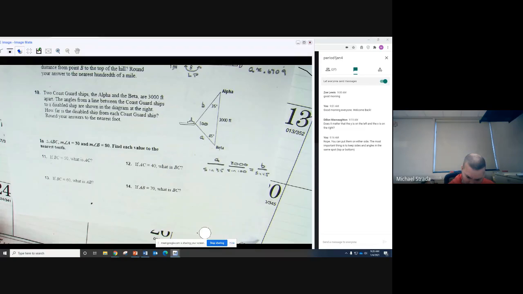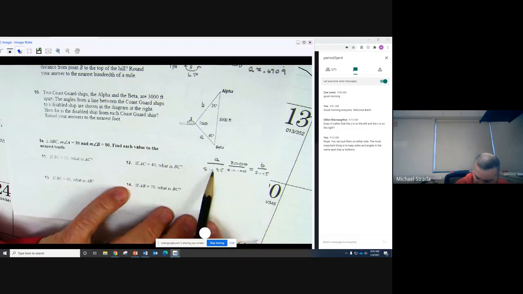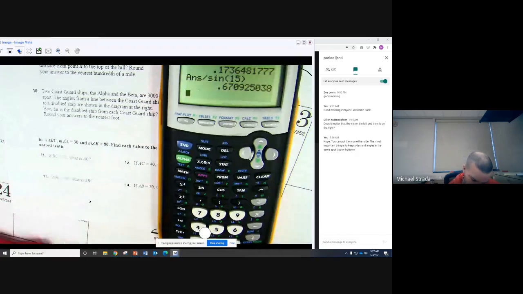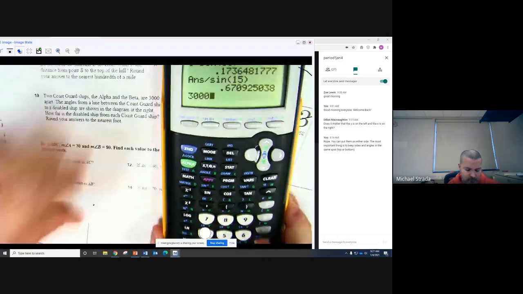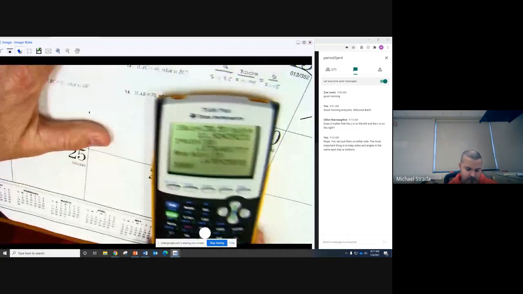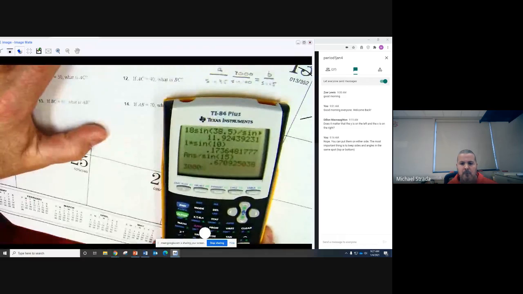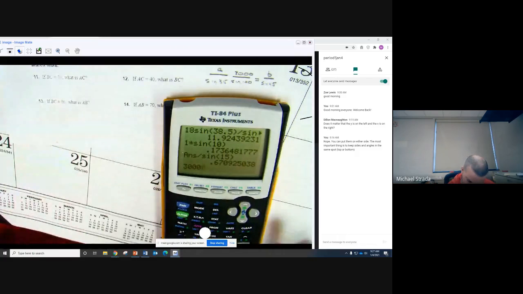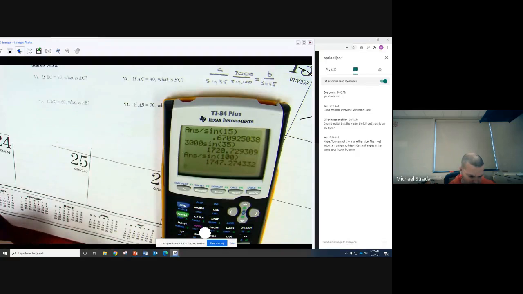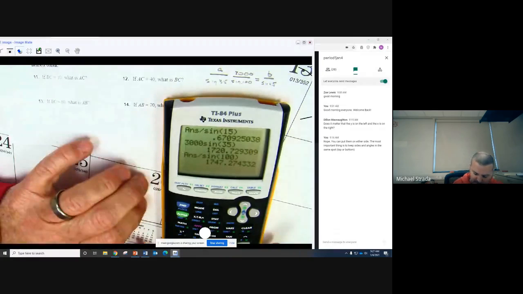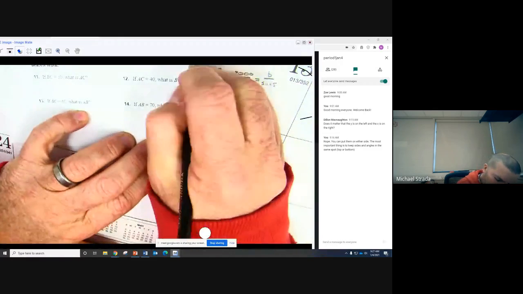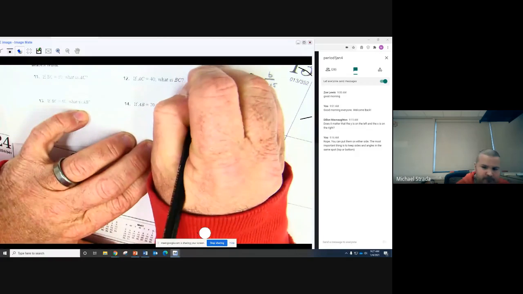And now I'm going to cross multiply. I'm going to do 3,000 times sine 35, divide that by sine of 100. All right, so I do 3,000 sine 35, and then divide that by the sine of 100. And I get 1,747.27. Since it asks me to round to the nearest foot, I will do that, so 1,747.